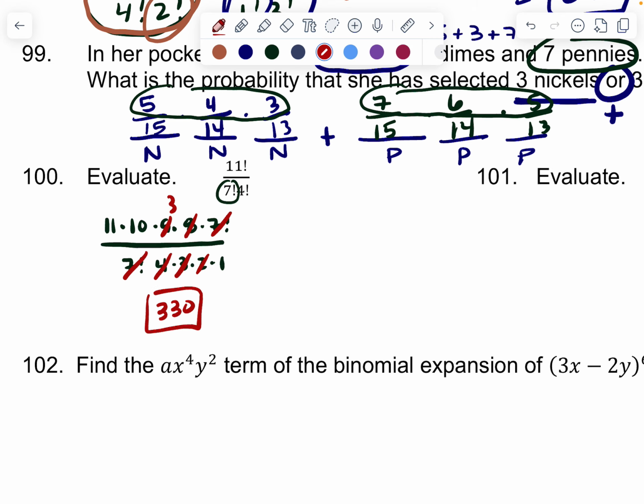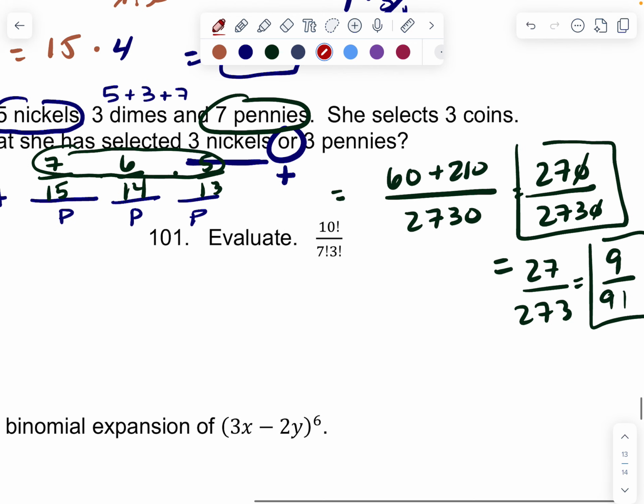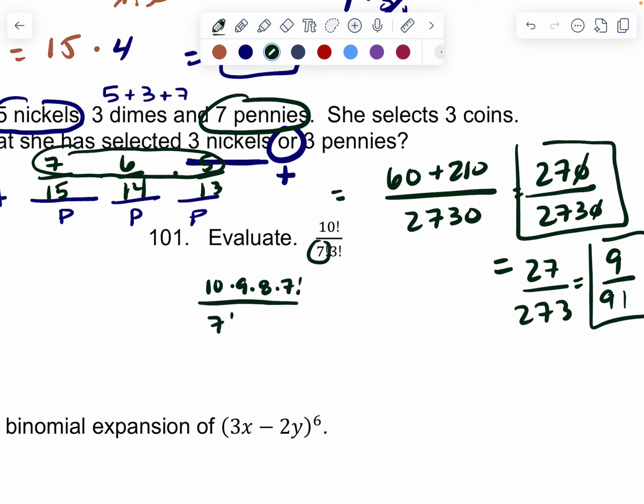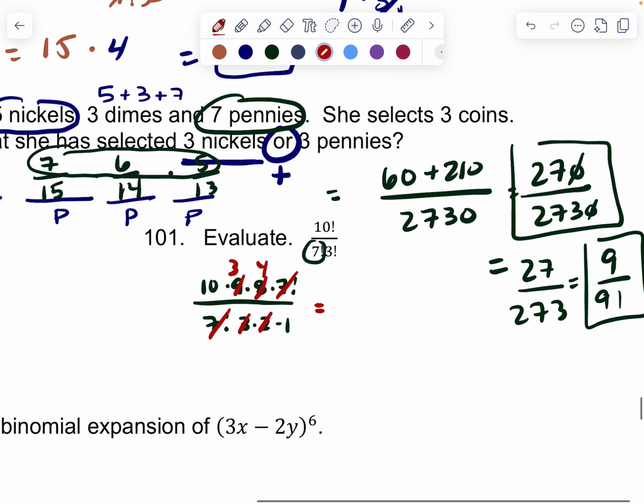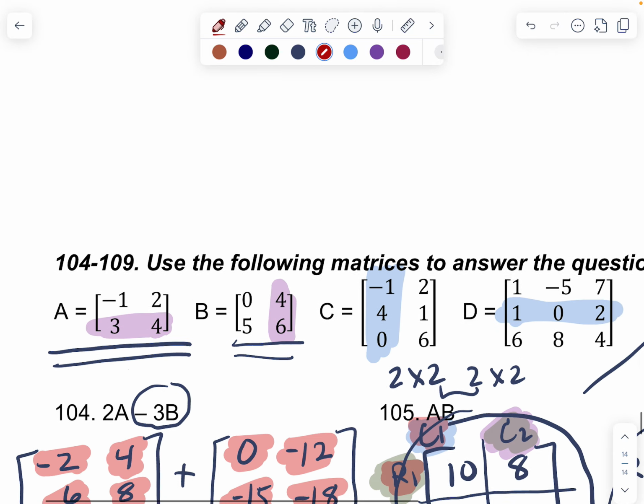All right, number 101. Okay, start at 10, so I have 10 times 9 times 8 times 7. Again, I'm stopping at the 7 because of that little dude. And then I have 7 factorial, and 3 factorial is 3 times 2 times 1. Let's cancel some stuff. No, it doesn't work out very well, does it? But it's okay. 3 goes into 9 3 times. 2 goes into 8 4 times. So I'm left with, let's see, that's 12 times 10, which is 120. Okay? All right, almost done with this, actually.